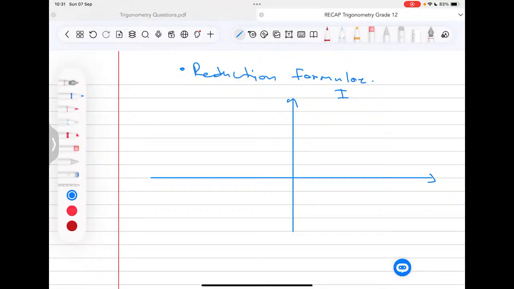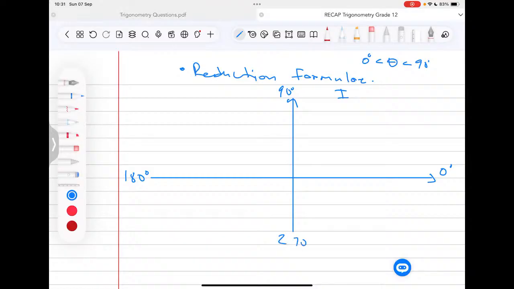Now, the other thing that I want us to have in mind is that we are dealing with an angle theta that lies between 0 degrees and 90 degrees. Remember that we have 0 degrees here, we have 90 degrees here, and this makes the first quadrant. So the first quadrant is made up of angles that are from 0 to 90 degrees. And here we have 180 degrees, and this makes the second quadrant.